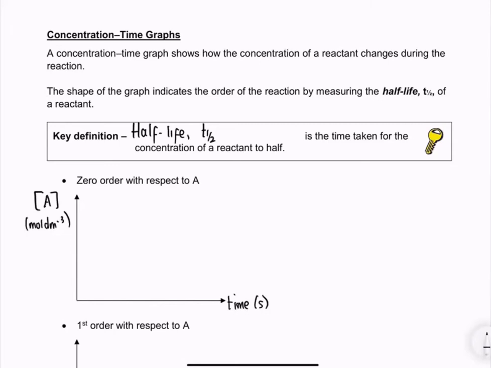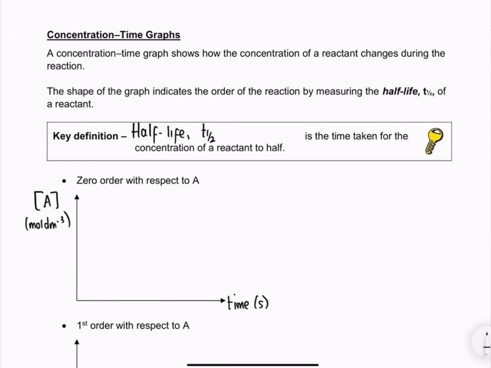So let's take each type of order one at a time. If we were to look at something that was zero order with respect to A, what that means to us is that A has no effect on the rate. So the concentration of A doesn't actually affect the speed at which the reaction happens. Remember that the rate on these graphs is the gradient. So at all times, the gradient is the same. Well, that means that this is a straight line.